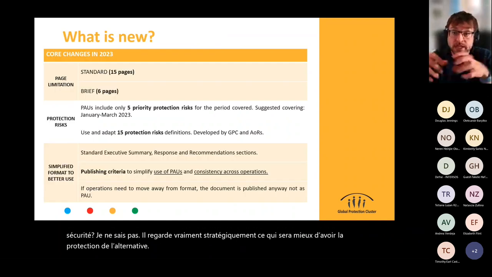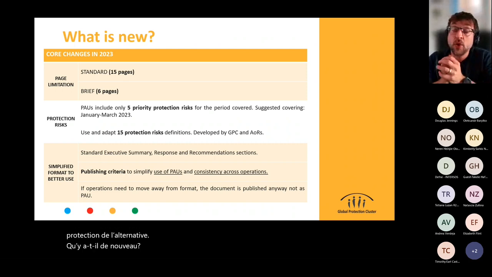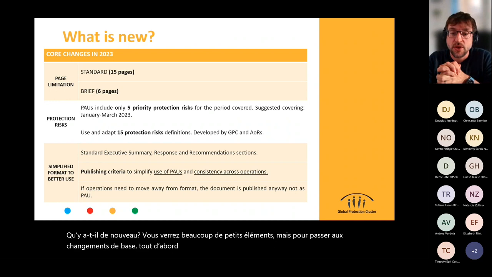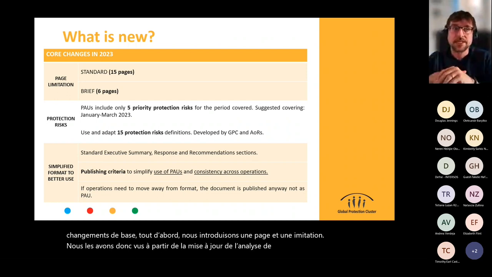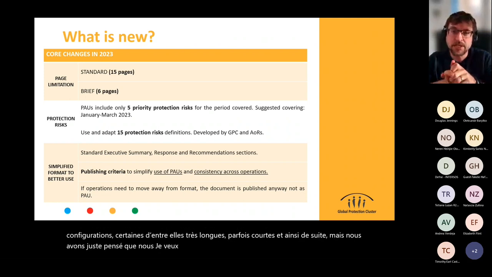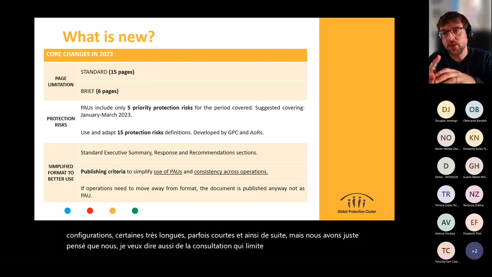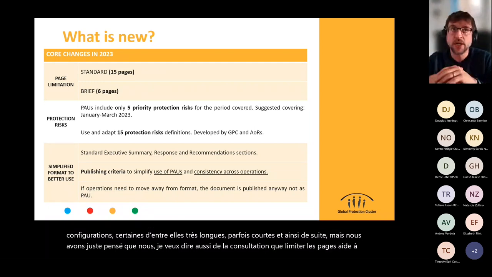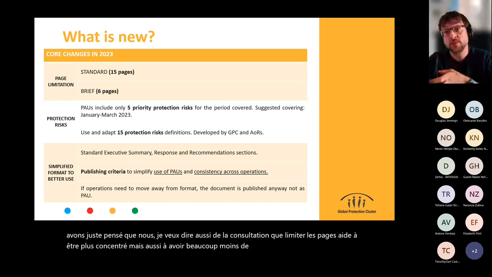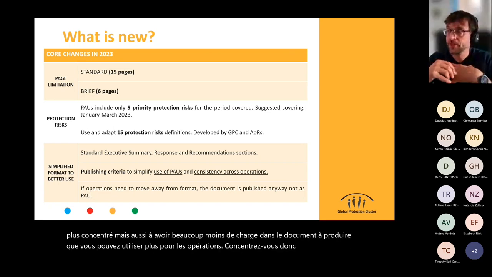What is new? You will see many small elements, but to go to the core changes, first of all, we introduce a page limitation. We have seen from the 50-55 protection analysis updates different setups, some of them very long, sometimes short, and so on. But we thought, also from the consultation, that limiting the pages helps in being more focused, and makes it a much less burdensome document to produce that you can use more for operations. So focus more on the use rather than on the production of it.